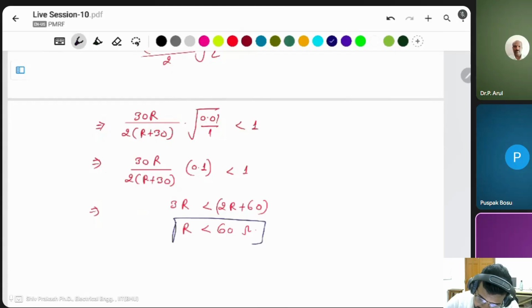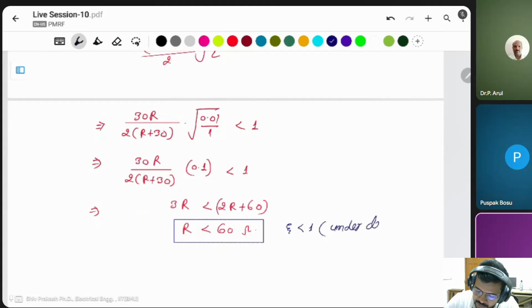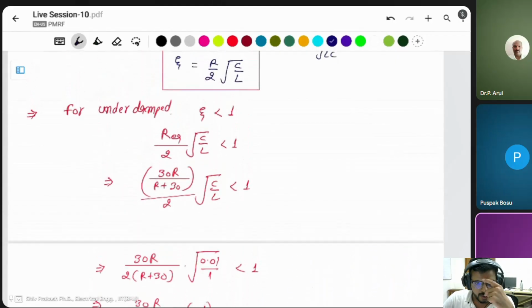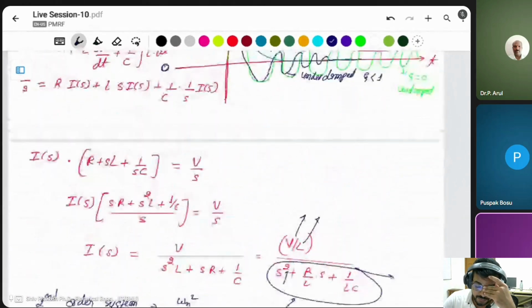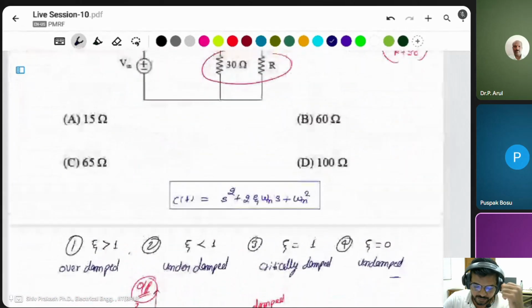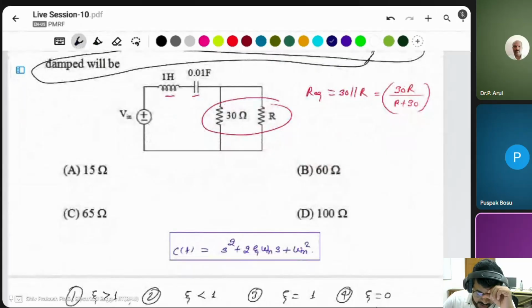R should be less than 60 for zeta less than 1. It means an underdamped system. In an underdamped system, zeta should be less than 1. For zeta less than 1, your resistance should be less than 60 ohm for this question. Here the options given are 15 ohm, 60 ohm, 65 ohm and 100 ohm.